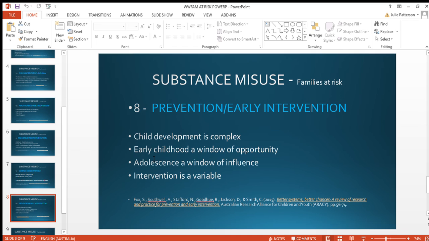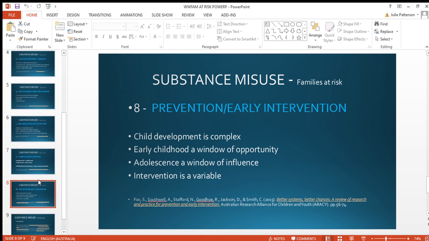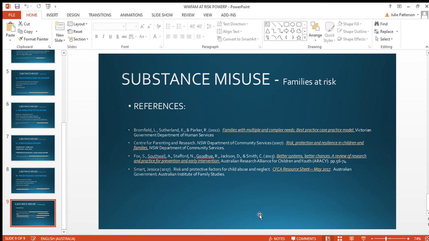Home environments, play and parents are all critical to how a child develops, along with their health and well-being. Adolescents also have a window of influence where they are exposed to peer groups outside of family. There's no set winning formula, however, prevention and early intervention, through understanding what can lead to substance misuse and how to combat that, can be a positive influence in assisting those families that present to our service. And slide 9 is the references.